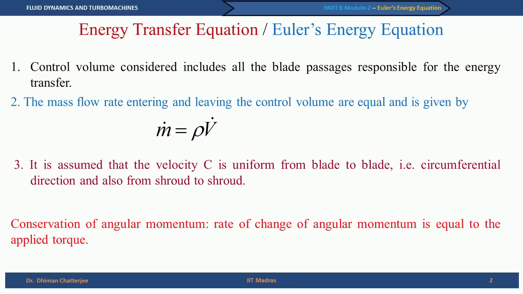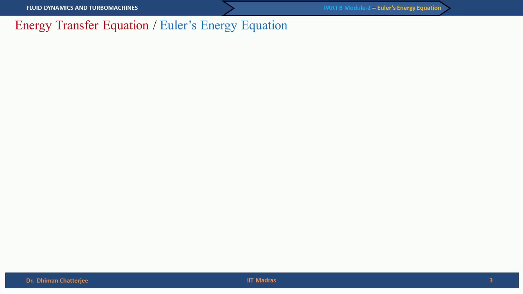The principle we are going to apply is conservation of angular momentum, and we all know that the rate of change of angular momentum is equal to applied torque. In fact, at this point it is worth remembering that Dr. Shamit Bakshi, in the first half of the course, when he talked about fluid dynamics, applied the same principle of conservation of angular momentum to derive Euler's energy equation, or energy transfer equation of a turbo machine. We are going to get the same expression, but in a slightly different way. So, let us look at it.